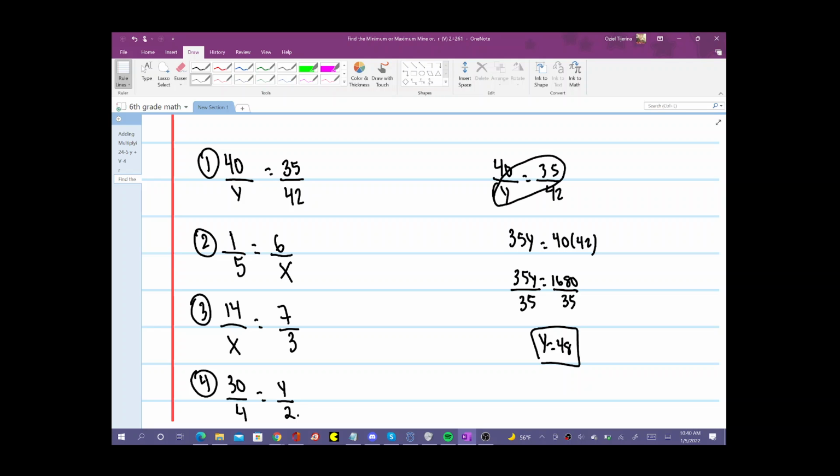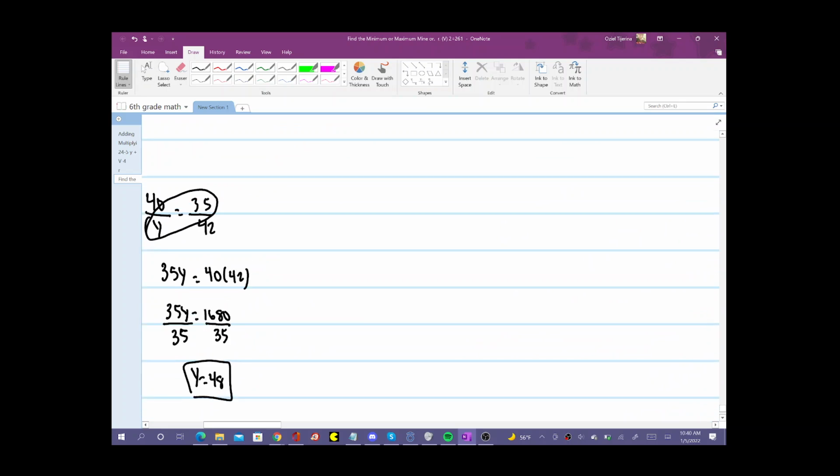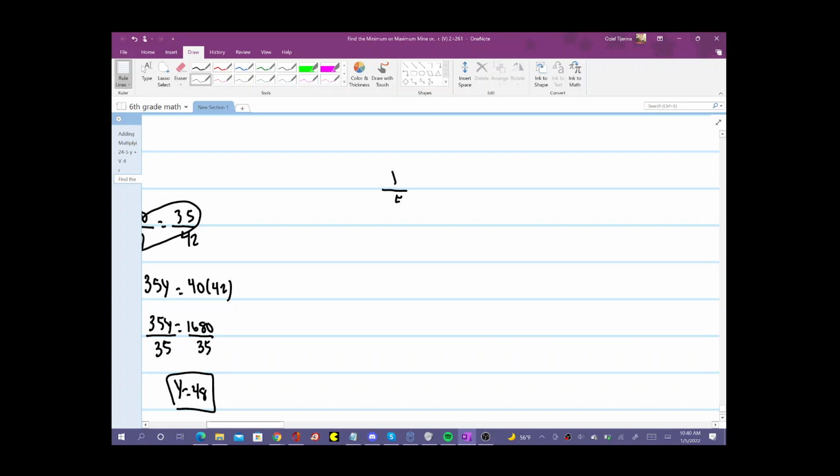So the next one is 1 over 5. Let me write it down. 1 over 5 equals 6 over x. Again, you're going to do the same thing. 1 times x equals 5 times 6. So 1 times x equals 6 times 5. That's x equals 30. Okay?